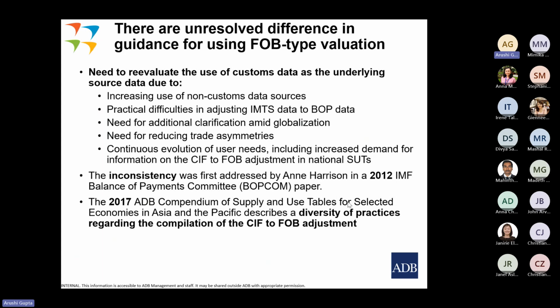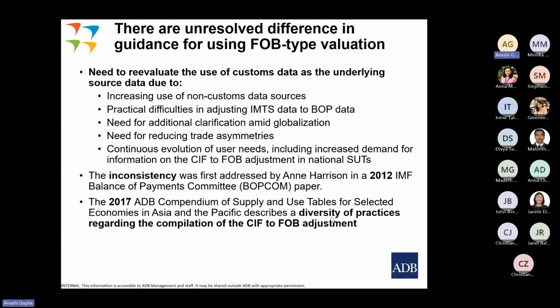Then there are also practical challenges in bridging the conceptual differences when adjusting the IMTS data to the SNA and BOP data. The need for additional clarifications is also there regarding some of the existing concepts due to emerging production fragmentation arrangements ushered in by globalization and transactions involving bundled goods and services. It's also important to analyze the reduction in trade asymmetries and the continuous evolution of user needs, including the increased demand for information on CIF to FOB adjustment in national supply and use tables in order to create higher quality input-output tables as well. These inconsistencies were also brought to light in 2013, first by Anne Harrison in an IMF paper.